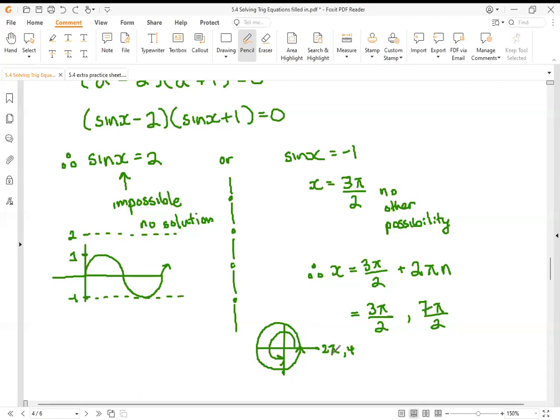So you don't have to draw the diagram if you don't want to. Just by writing this, I can clearly see that 7 pi over 2 is under 8 pi over 2. It's under 4 pi. So I'm good.